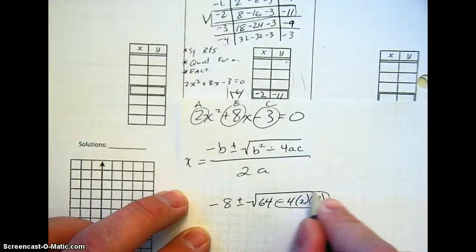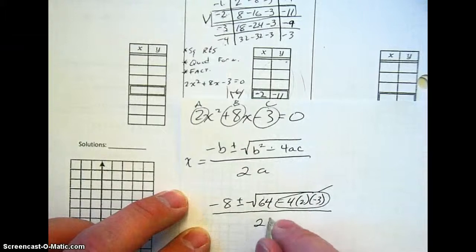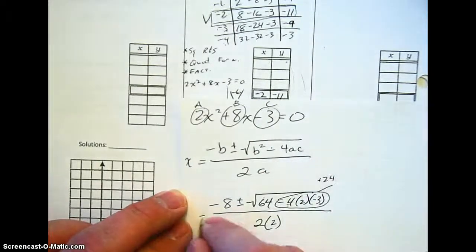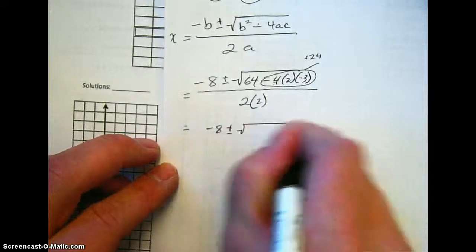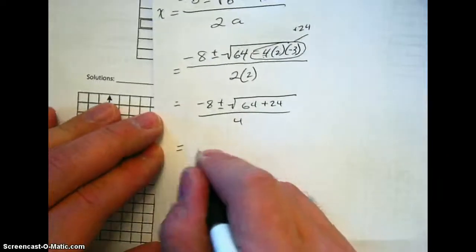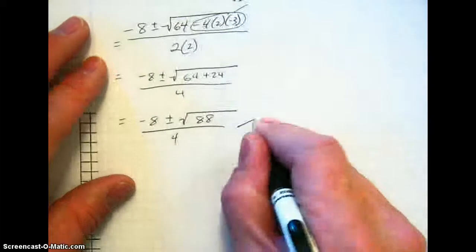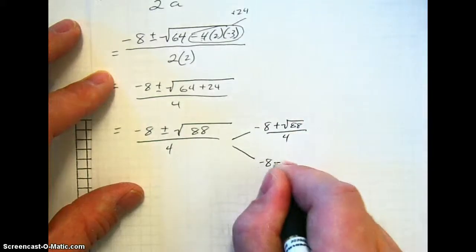And then, remember, this is the piece we're really concerned about right here. That's where some of us were making mistakes. So 2 times a is 2 times 2, or 4. What did this equal right here? 24. All right, 24. Positive, right? Okay, so then that equals negative 8 plus minus the square root of 64 plus 24 over 4, which is equal to negative 8 plus minus the square root of 88 over 4. Now some of us, once we got there, we struggled a bit. That's where we break it apart. Negative 8 plus root 88 over 4, and negative 8 minus root 88 over 4.